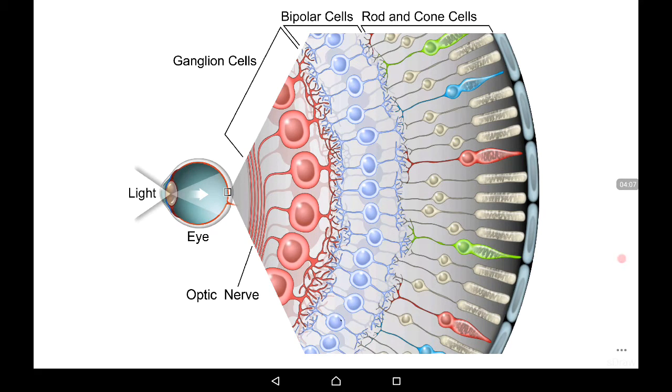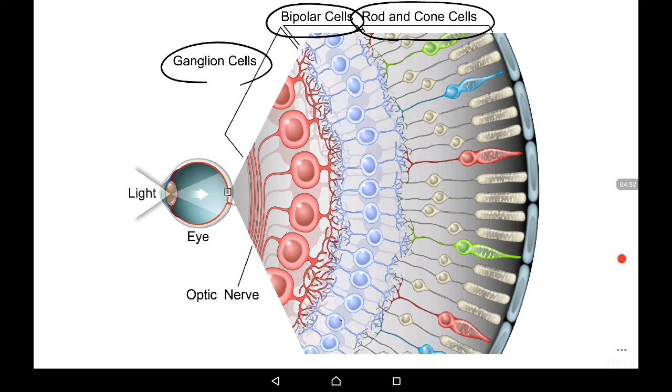On this picture, we can see rods and cones. They are placed on the peripheral part of the retina. Then we may see bipolar cells that connect one or several rods and cones with one ganglion cell, the red ganglion cell. And ganglion cells produce the optic nerve that carries the impulses to the brain cortex.